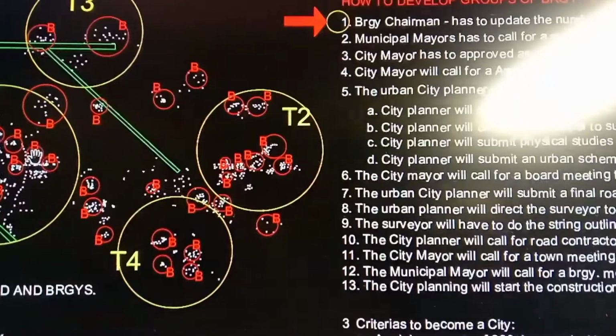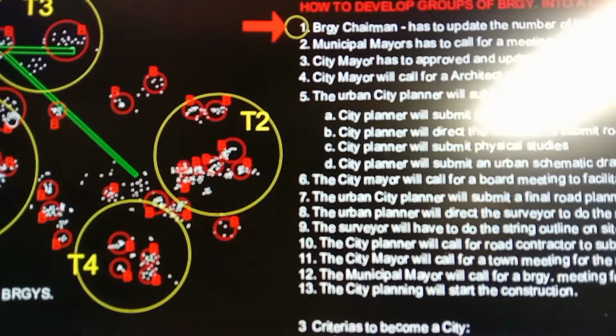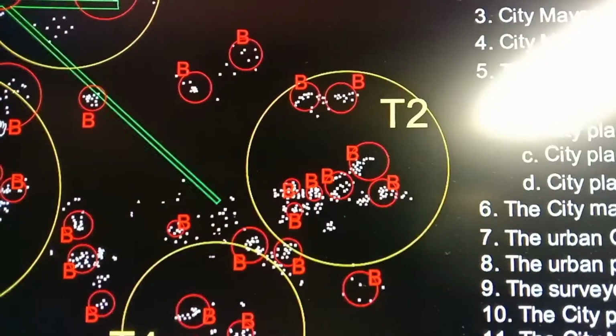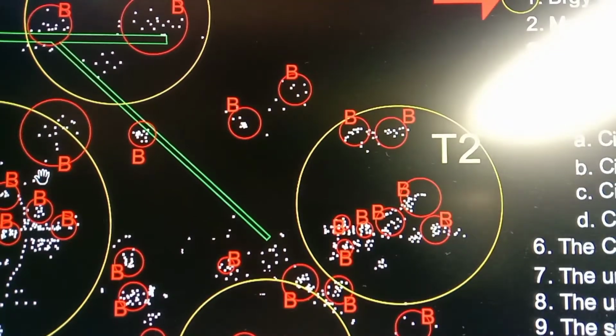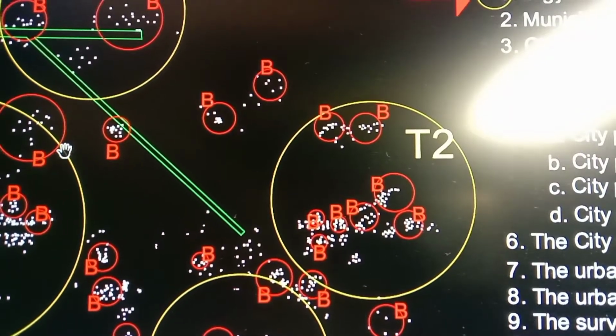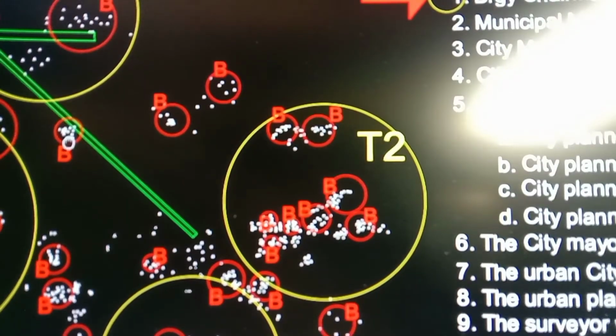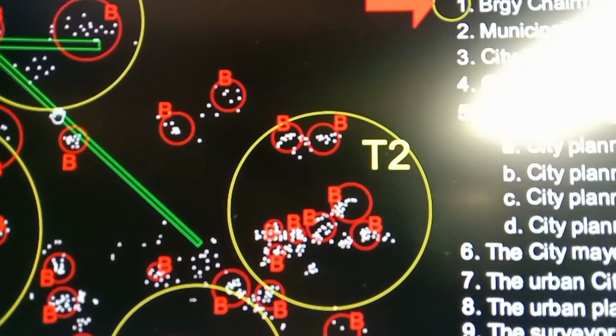The city mayor will set up a board meeting, calling up all those towns. For example, if there are 5 towns, the mayor will call all the municipal mayors for a general meeting in order to have proper city planning. If all the town mayors decide, the town mayors will also inform their barangays that there will be a zoning. Zoning means proper planning of the city.